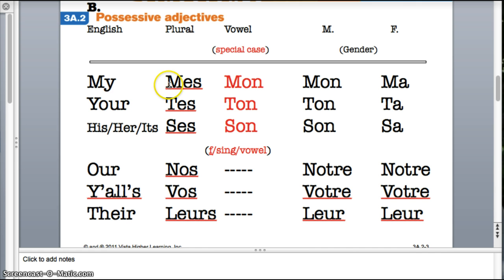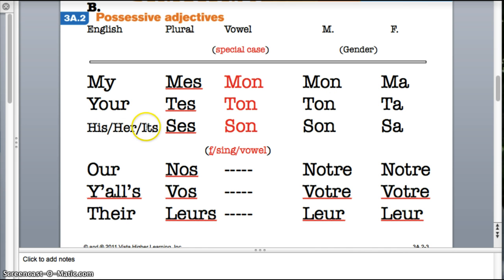The plural way to say my is mes. If it starts with a vowel, you use mon. If it's not plural and it doesn't start with a vowel, then you go to gender, which is either masculine mon or feminine ma. For your, the plural form is tes. The vowel situation is ton. If it's not plural and it doesn't start with a vowel, then you go to masculine or feminine, and your answers would be ton or ta.